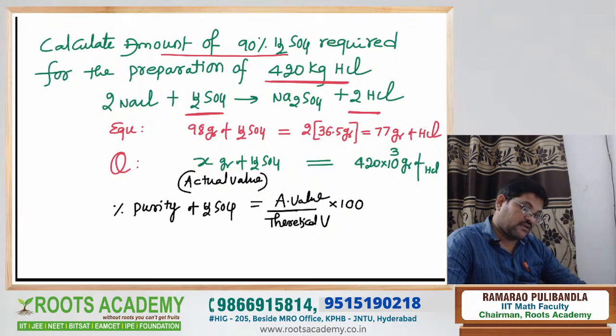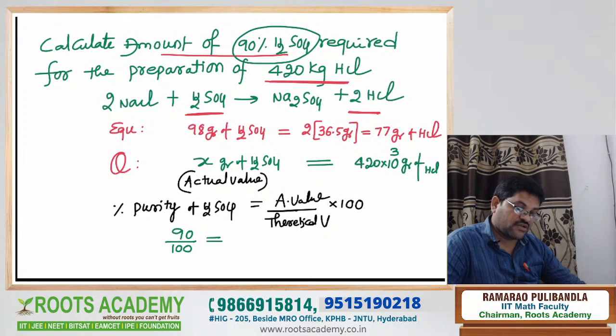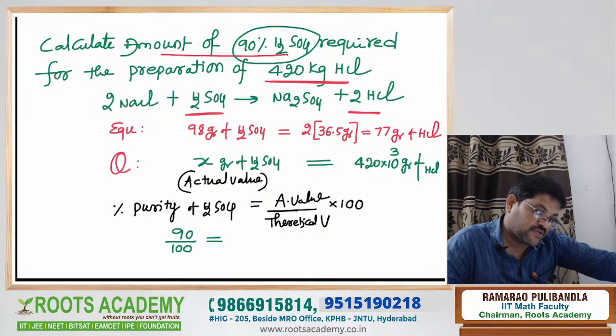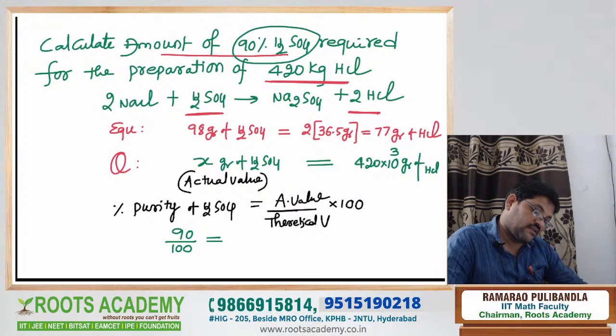Now based on that, percentage purity of the H2SO4 is 90%. So 90 by 100 is equal to, what is the actual value? Now we got the actual value here. How do you get the actual value further? So 420 into 10 cube into 98 by 77. That is the actual value of the X.